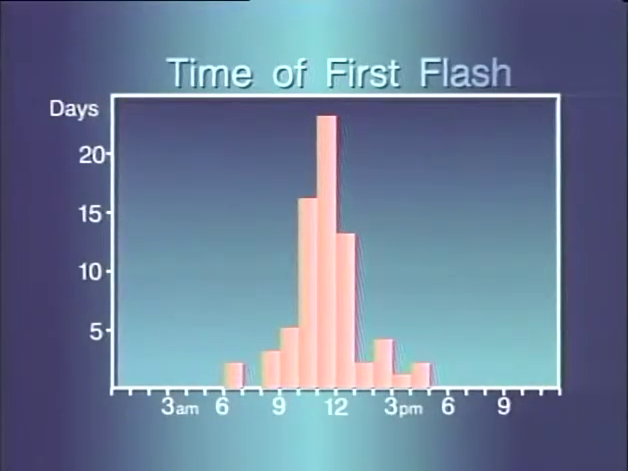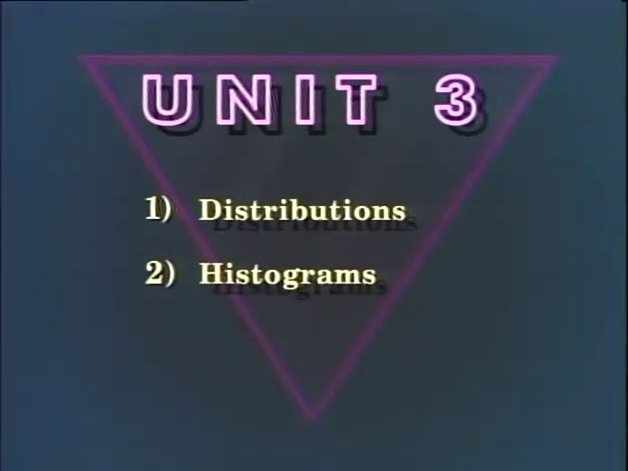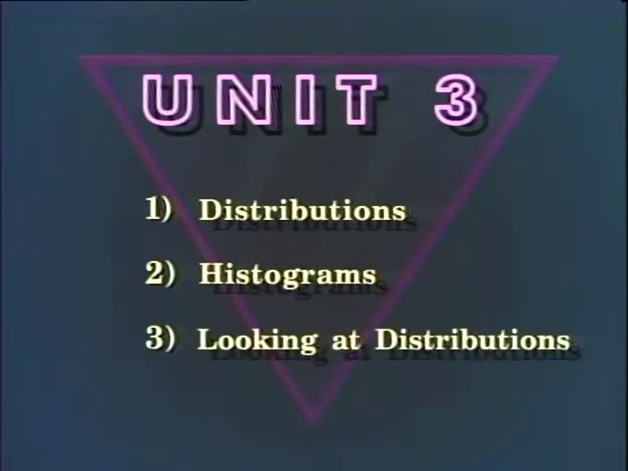What Lopez and his colleagues did was to organize the data with a special kind of graph called a histogram, which is what we'll explore in this unit. We'll continue our look at distributions, which display the values taken by a variable. We'll learn that we can use histograms to represent distributions when we have substantial amounts of data. And we'll learn to examine histograms for qualities such as symmetry, outliers, gaps, and skewness.